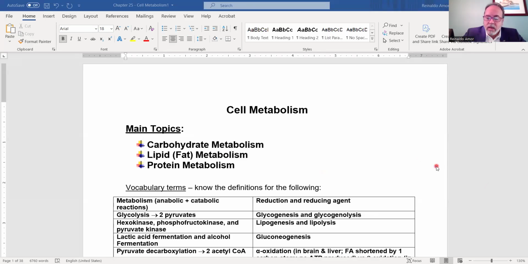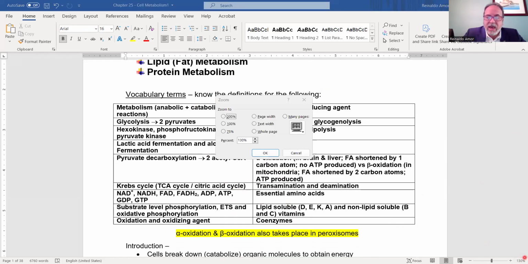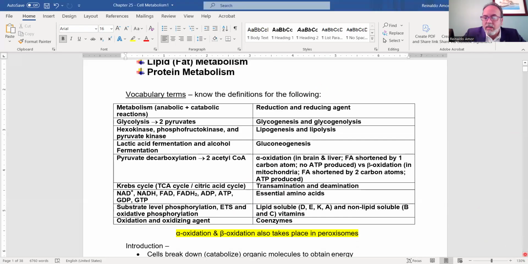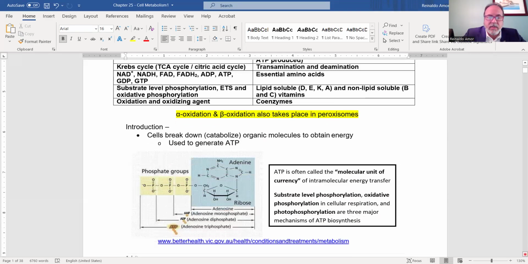Okay, so basically, what you see here in this PowerPoint presentation or this Word document, you can see a table of all the terms that you're going to be learning throughout this presentation. At the end, you should be able to give a definition of all these terms at the end of the presentation.